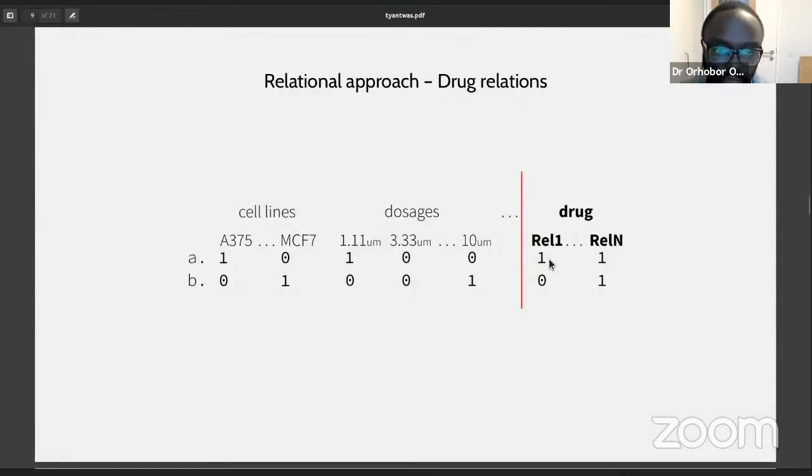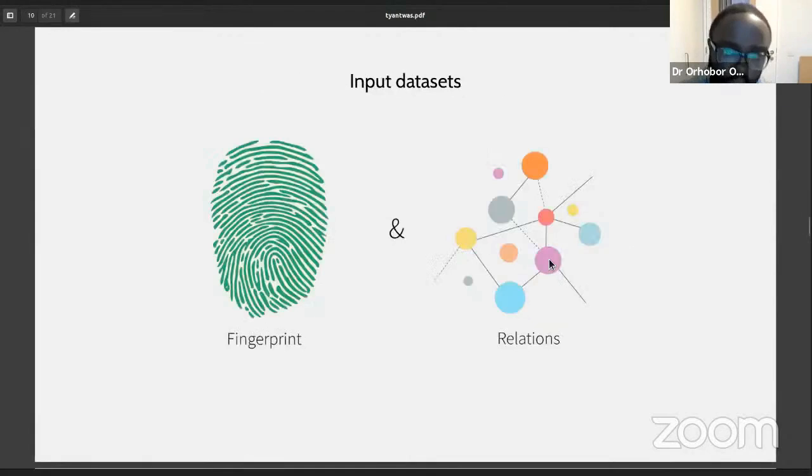Pretty straightforward. So simple one-hot encoding, essentially. So at the end of this, we had 2 input data sets. We had one that was based on Morgan fingerprints, and we had another one that was based on relational learning.